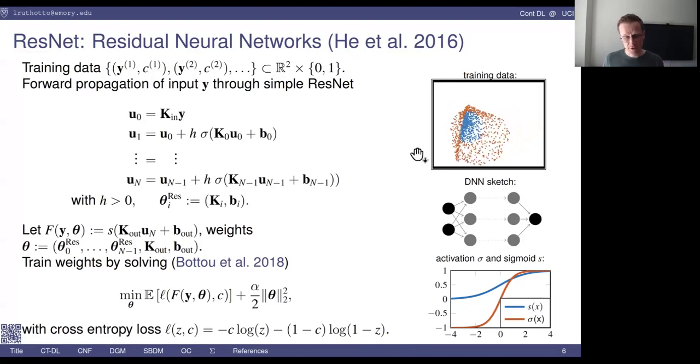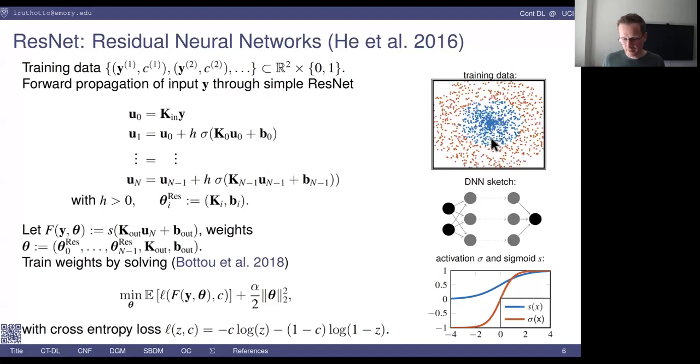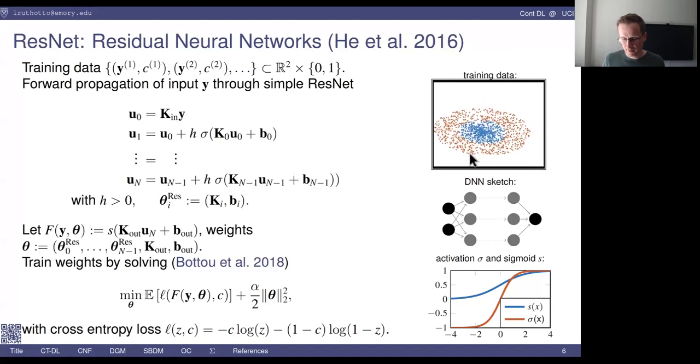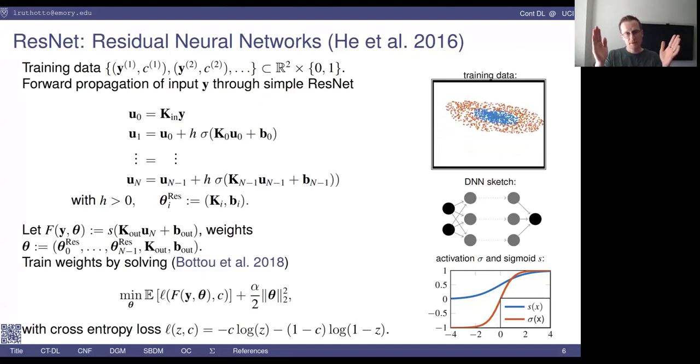So here is the trained network. The frames of the video are the different layers. And what you can see here is that toward the end of the video, see if I can actually stop this, it makes the blue points be on one side and the red points on the other side of a hyperplane, which is the weights of the last layer.